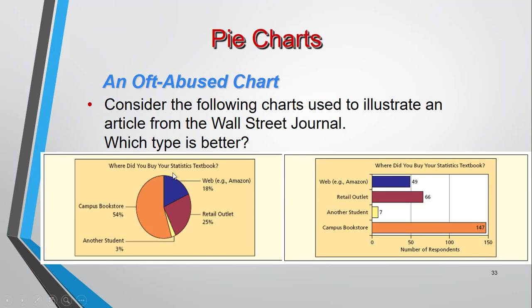Where did you get your statistics textbook? This one shows that 54% of people, students, got it from the campus bookstore, 3% from non-students, 25% from retail outlets, and 18% from the web, like Amazon.com. You can use a pie chart like this for groups to represent the proportions. The data is from the Wall Street Journal, where you can use this bar chart to show whichever you prefer.